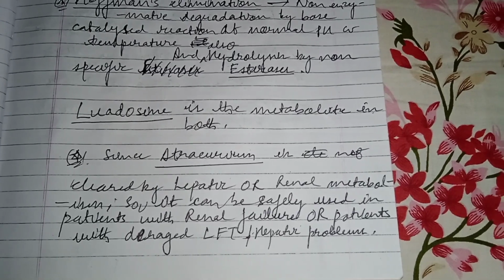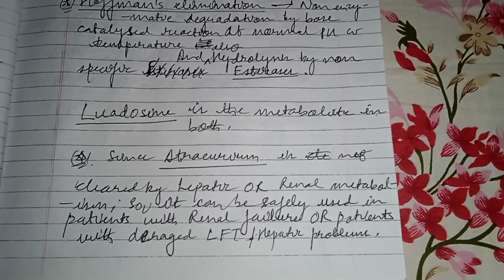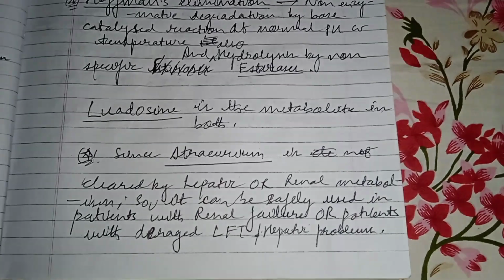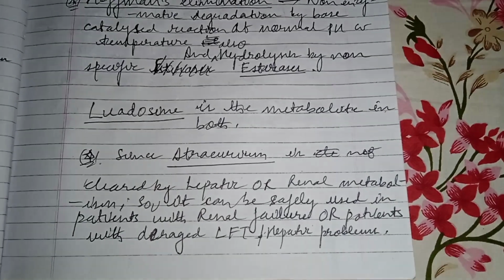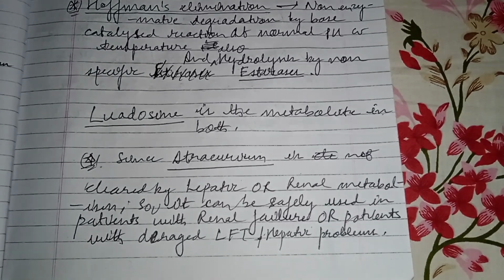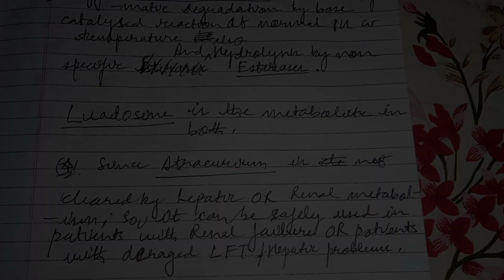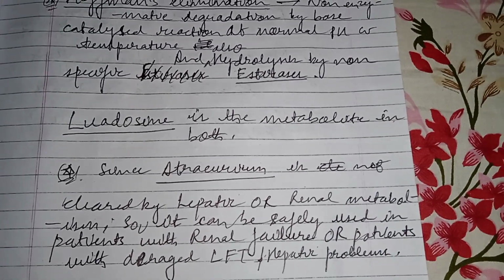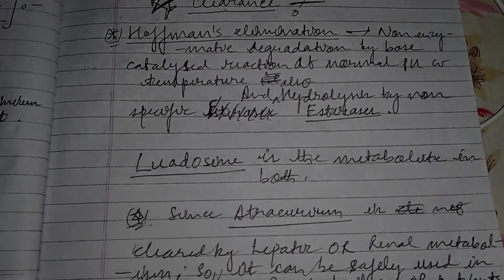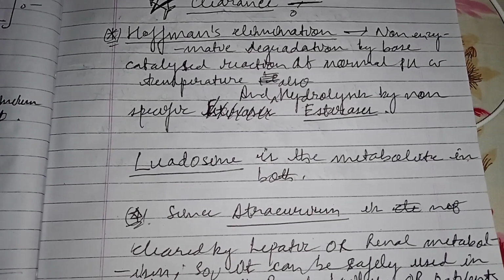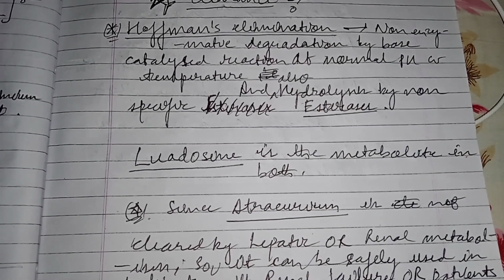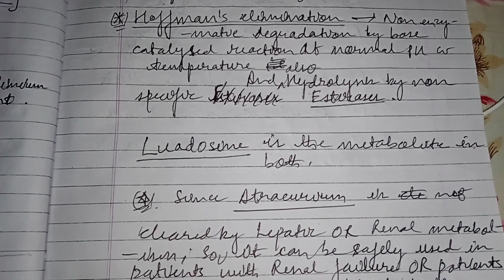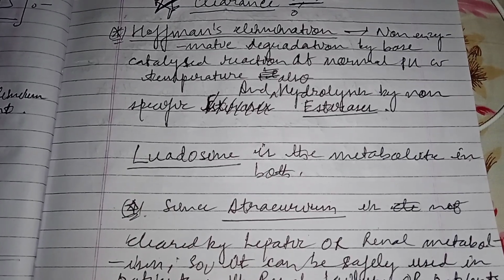I hope it is clear that Atracurium is one of the safest drugs to be used in patients with hepatic or renal failure. So please take note of it. And I repeat once again that laudanosine is the metabolite in both, that is, in the non-enzymatic degradation step as well as in the hydrolysis step. In both of these steps, laudanosine is the metabolite produced in Hofmann elimination.